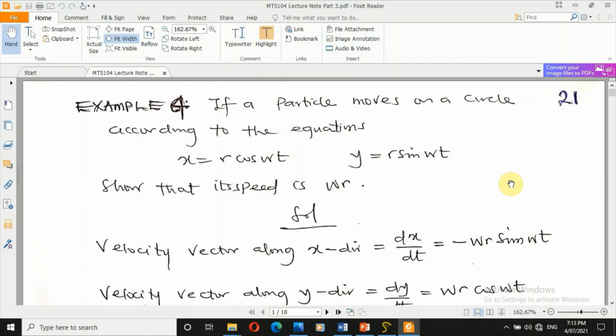Everyone, you are welcome to the third part of MTS 104. In this third part, I would like to solve more examples on curvilinear motion. At the same time, I will introduce you to kinematics, where we are going to solve some problems.